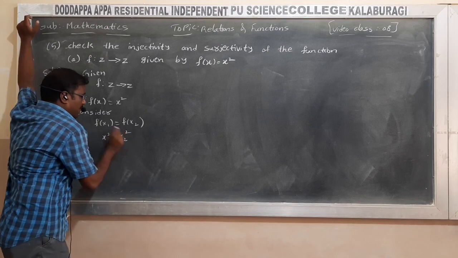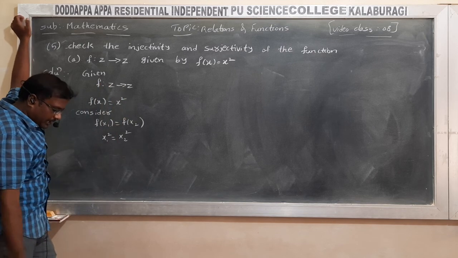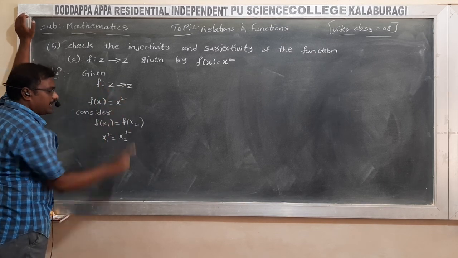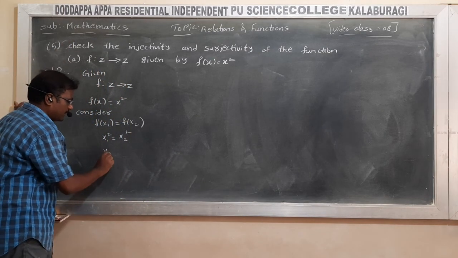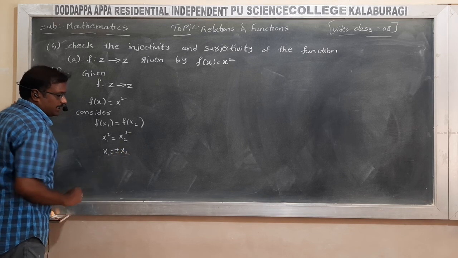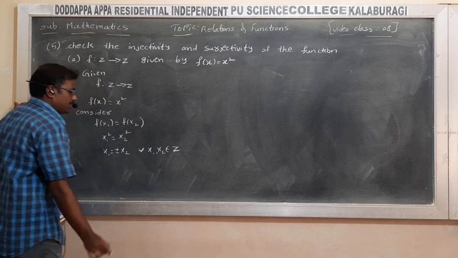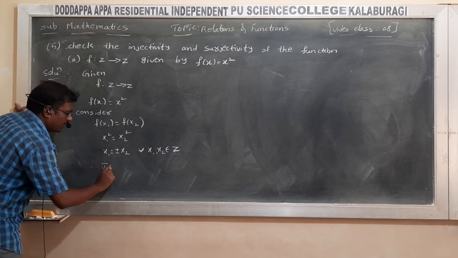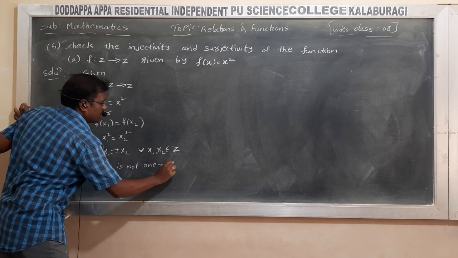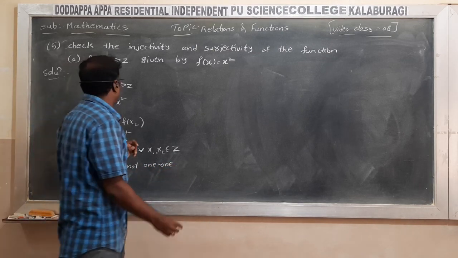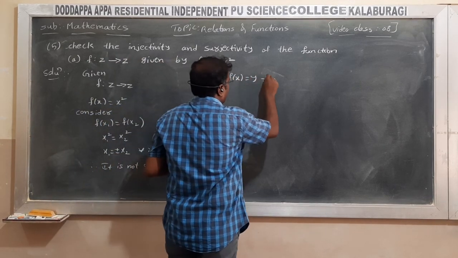But square is there. When square is there, you have to see once what the given conditions are. Here what is given? Integer is given. Integer means both positive and negative values are there. So therefore x1 is equal to plus or minus x2, for all x1, x2 belonging to integers. So therefore it is not a one-one function.